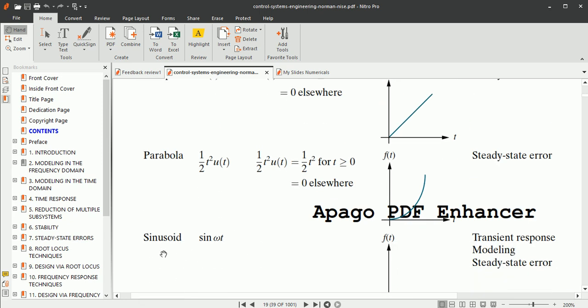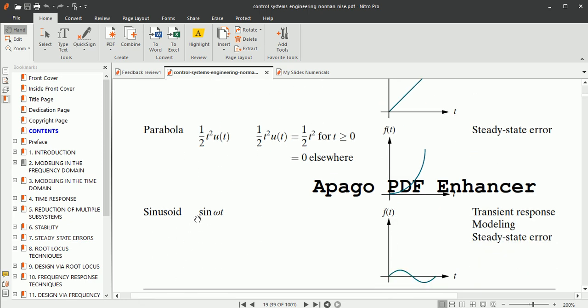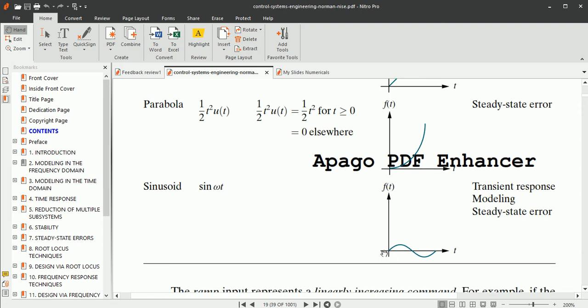Sinusoidal input is very important: sine of omega t. You know the sine function: sine 0 is 0, sine 90 is 1, sine 180 is 0, sine 270 is -1, and then sine 360 is equal to 0. That is your sinusoid, and its Laplace will be omega over s square plus omega square. If you have cos of omega t, it will be s over s square plus omega square.